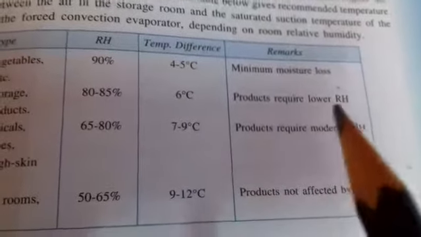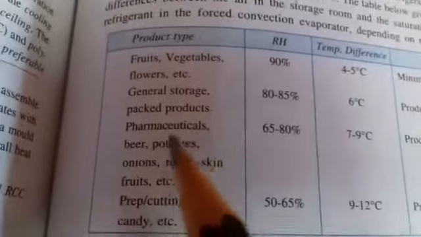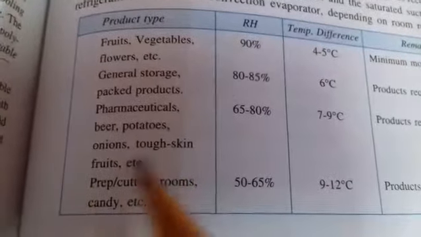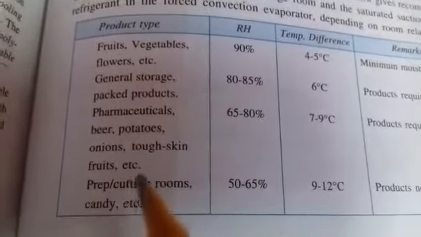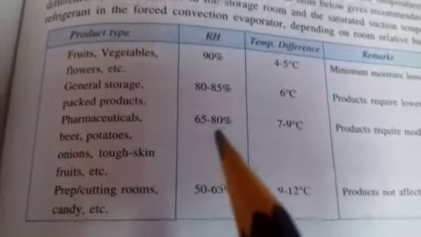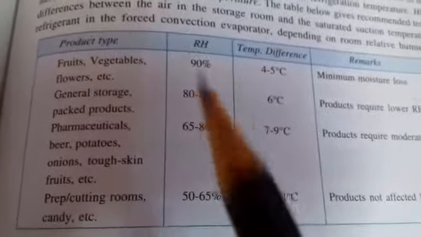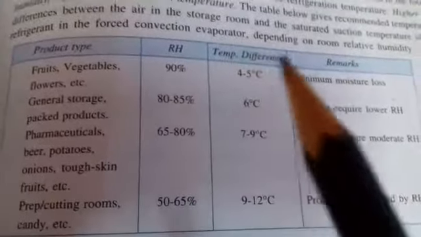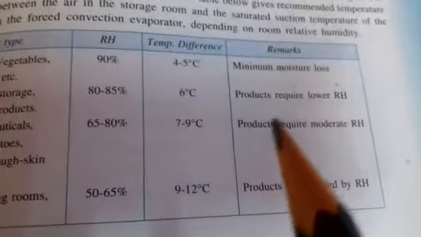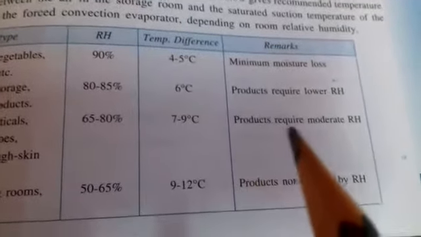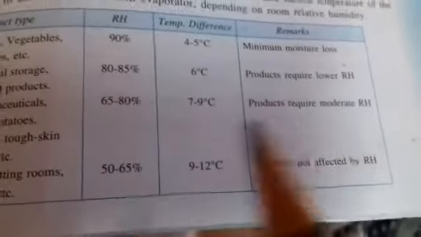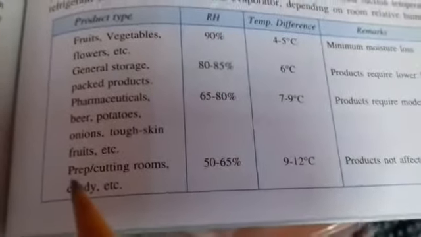And then the remark: the product requires moderate relative humidity. Then cutting rooms, that is also ice cream you can say, 50 to 65% RH and temperature difference 9 to 12 degrees centigrade, and the product should not be affected by the RH.